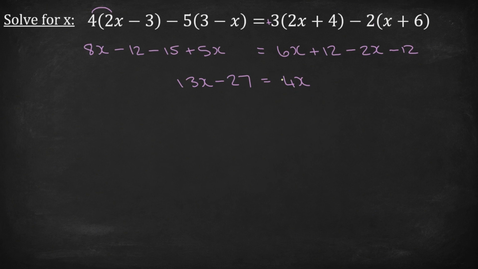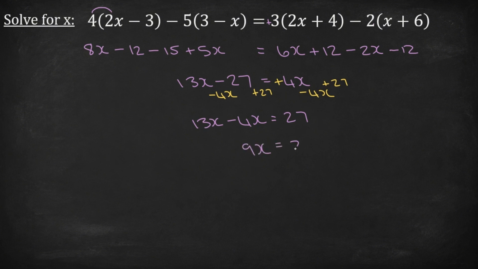Okay, so I've got this positive 4x. So I have to subtract 4x on this side. That means I have to subtract 4x on this side. And I've got this negative 27. I have to add 27. And on this side, I have to add 27. So let's do that. I've got 13x minus 4x equals, these two cancel, so I've got 27 on this side. Now let's subtract. I've got 13x minus 4x gives us 9x, and that equals 27.